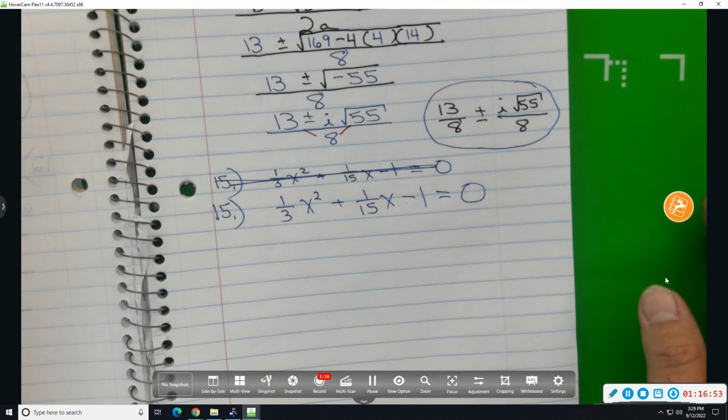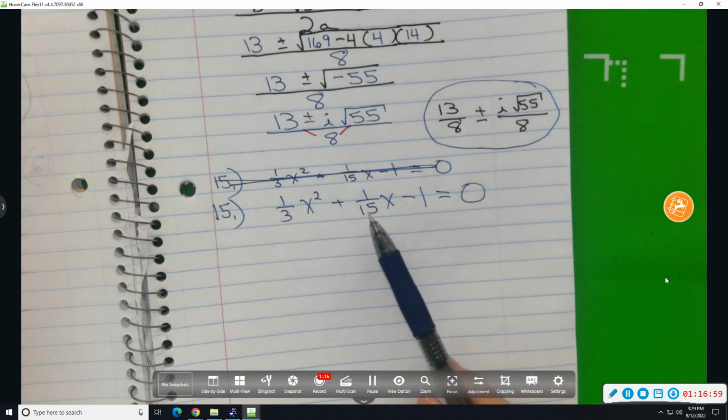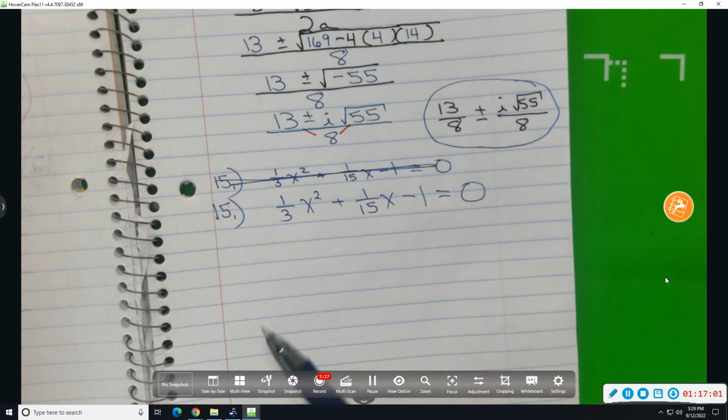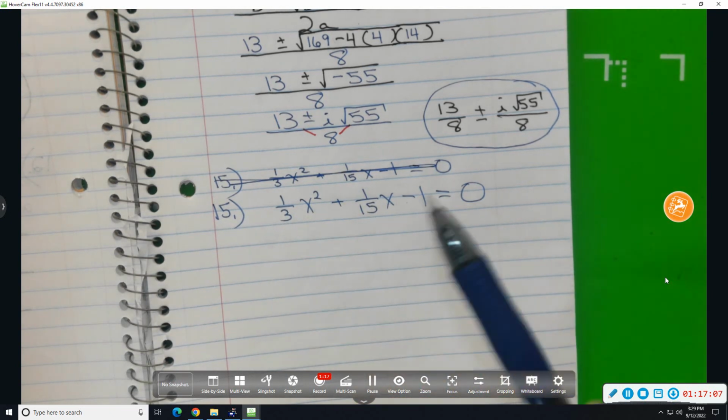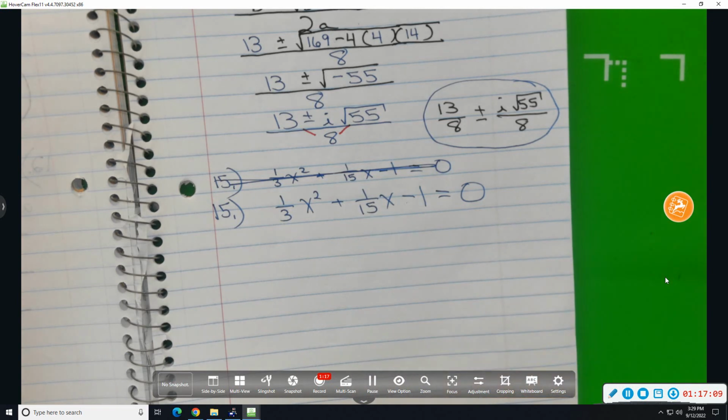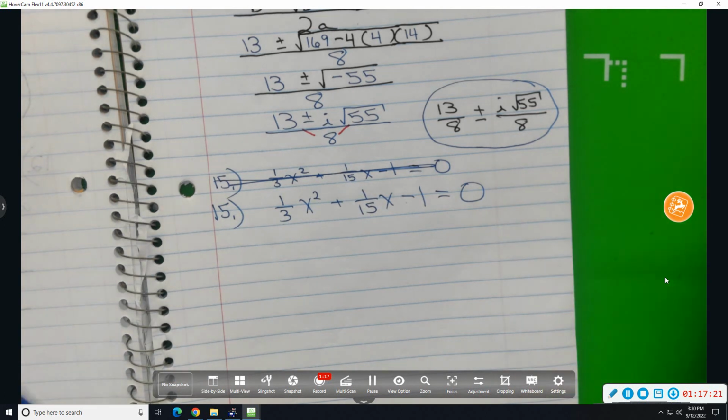Here's what I want to do. I want to multiply by a number that will cancel out these denominators. I need a number that 3 divides evenly into, and a number that 15 divides evenly into. This is called the least common multiple. So 30 would do it. There's a smaller one, but 30, do you agree with that?